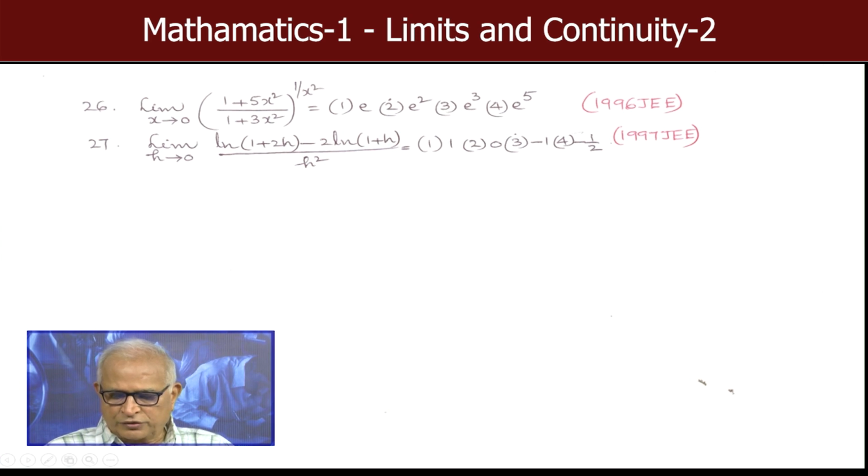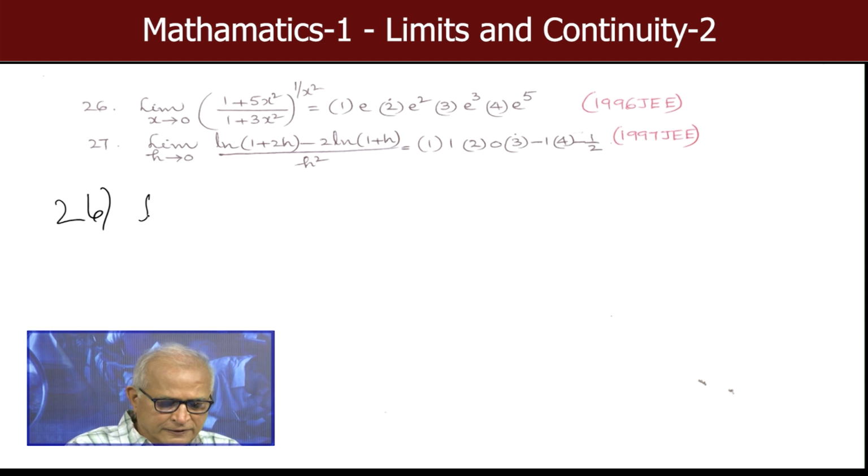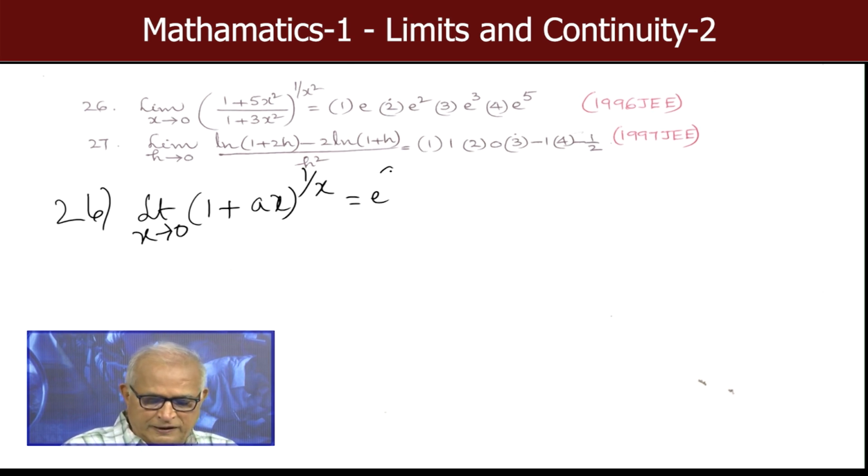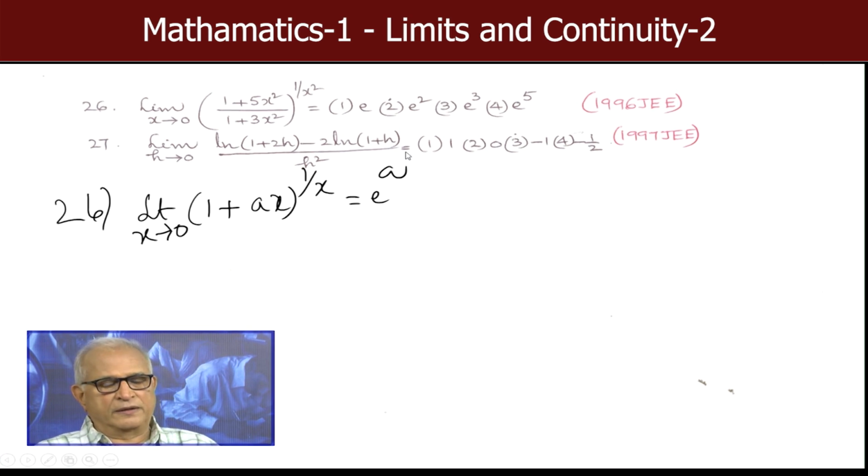This is also a joint entrance question, 96 paper. Limit x tends to 0, 1 plus 5x square by 1 plus 3x square whole power 1 by x square. We use this result, limit 1 plus ax whole power 1 by x as x tends to 0 is equal to e power a. A very standard result, because this comes from limit 1 plus x whole power 1 by x as x tends to 0 equal to e. So from that you can simply reduce that limit of 1 plus ax whole power 1 by x as x tends to 0 is e power a.